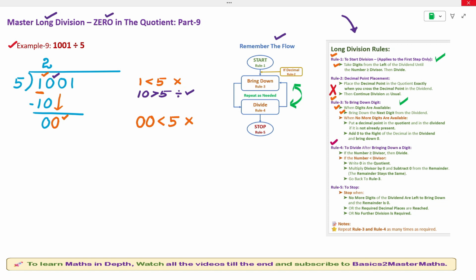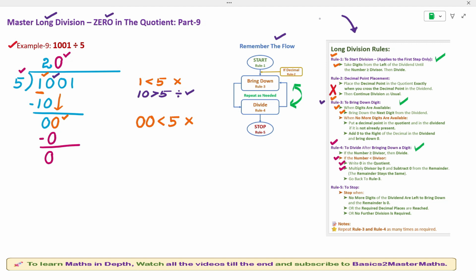Let us apply rule 4. If the number is less than the divisor, write 0 in the quotient, then multiply divisor by 0 and subtract 0 from the remainder. So, 5 zeros are 0. So, you will get 0 again as the remainder. Now, rule 4 is complete.